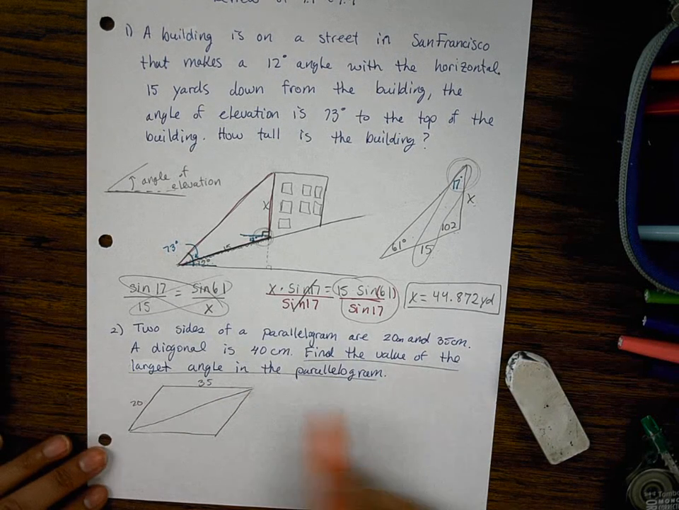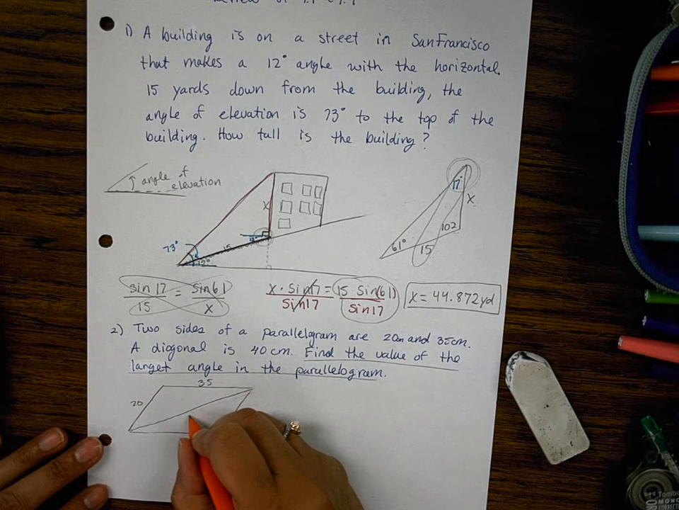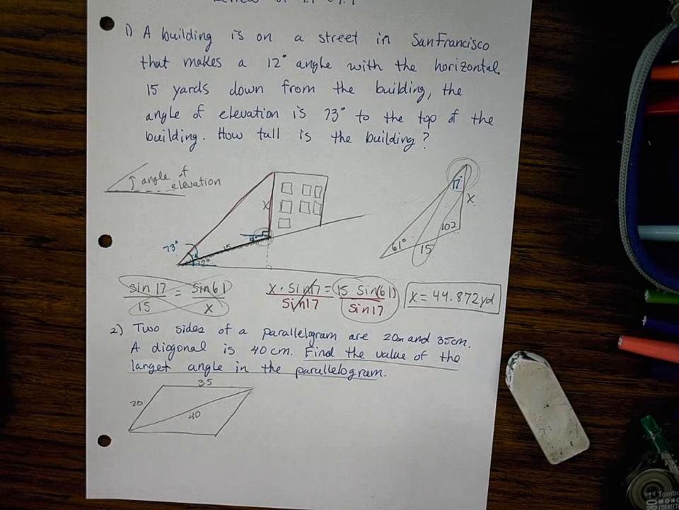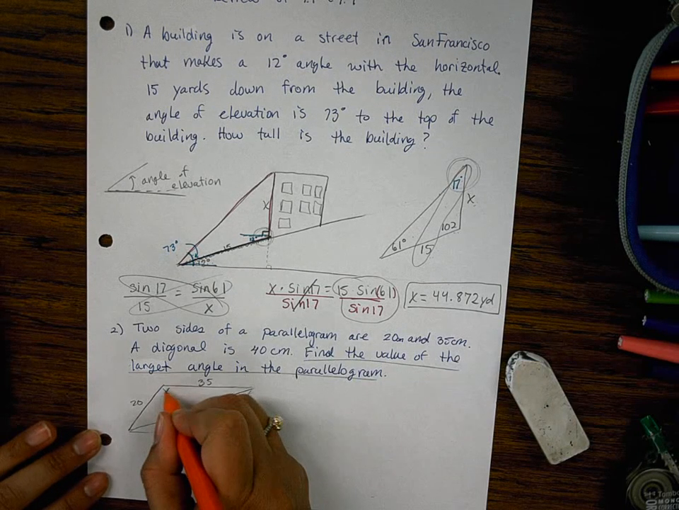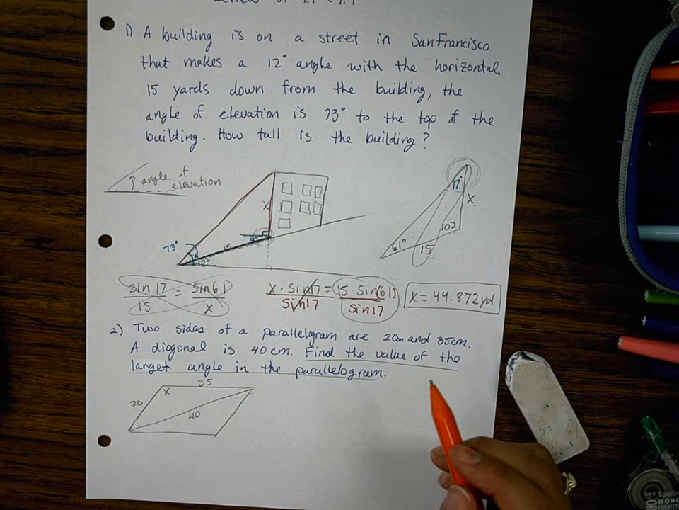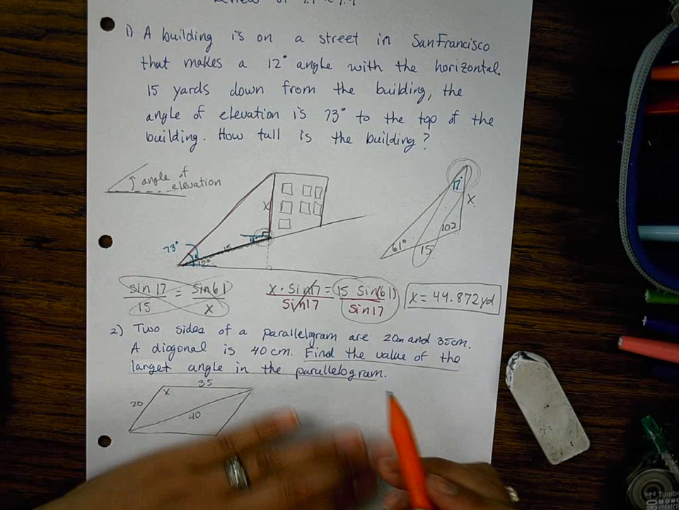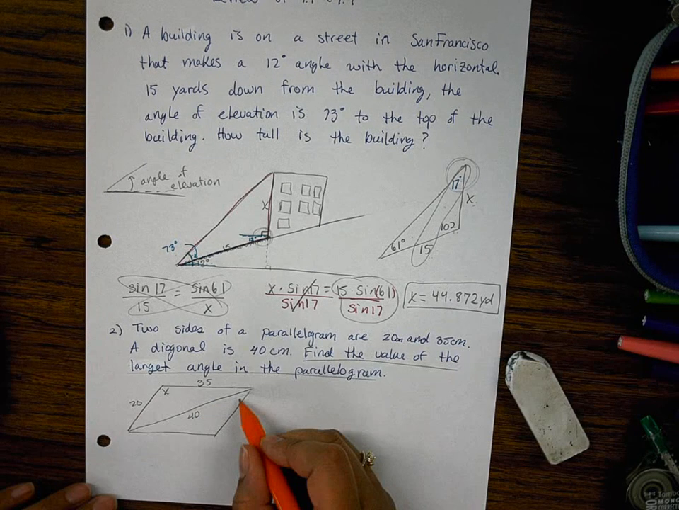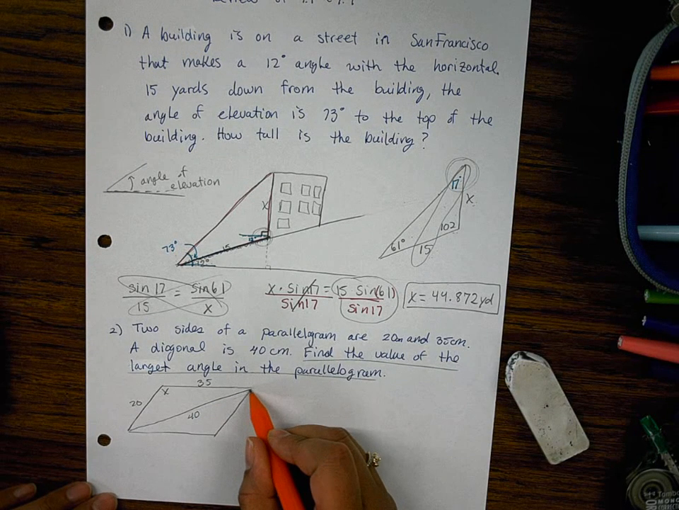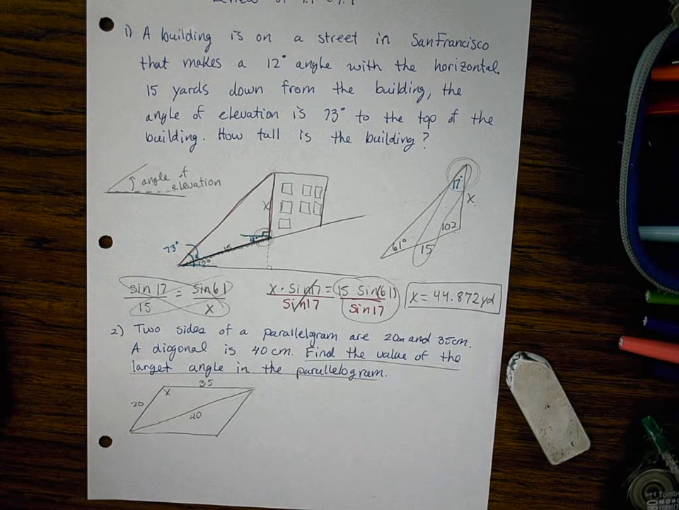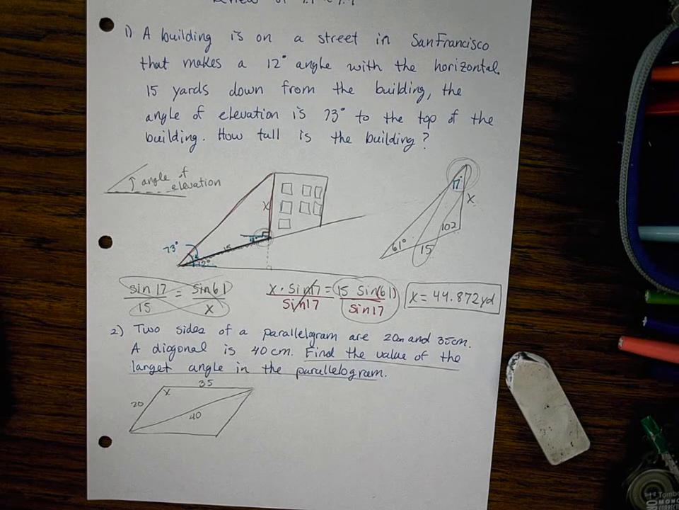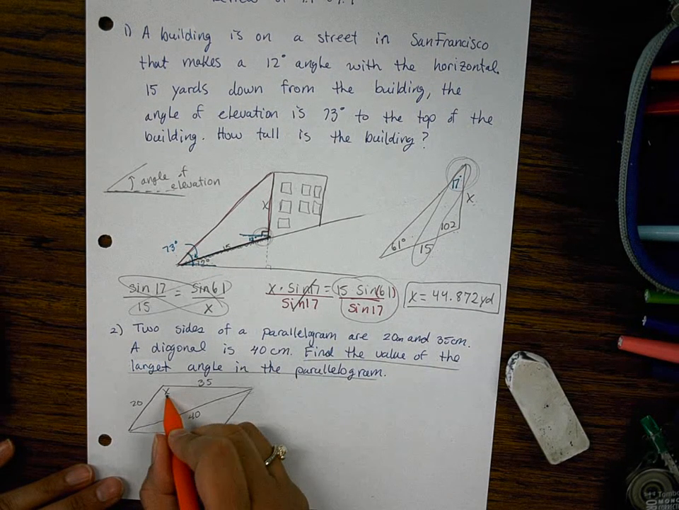The two sides of the parallelogram are 20 and 35. The diagonal is 40 centimeters. Find the largest angle. So I'm just going to find this angle first, only because of the way I've drawn my diagonal. That's the angle I'm going to look for because I have a triangle there. I'm not going to find that angle first because I'm drawing a line through that angle.